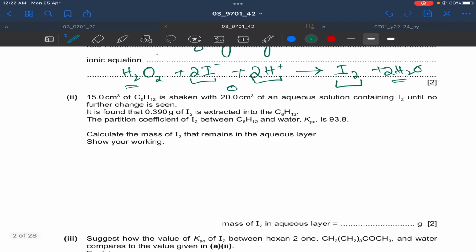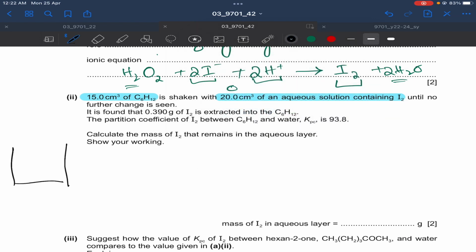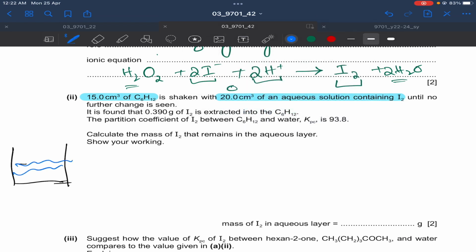All right, now next part of the question is 15 centimeter cube of cyclohexane is shaken with 20 centimeter cube of an aqueous solution containing iodide ions, right? So we have a beaker in which we have 20 cm cube of an aqueous solution. So that means, let's say this is the 20 cm cube of aqueous solution. And this contains iodine.